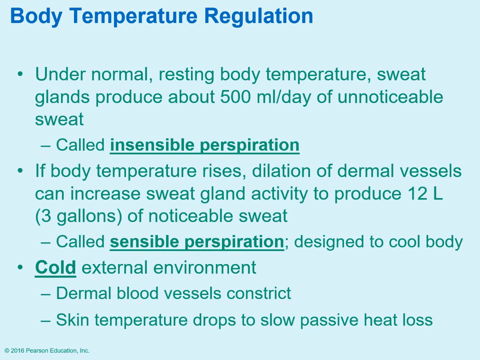In terms of body temperature regulation, normal body temperature is 98.6 degrees Fahrenheit, 37 degrees Celsius. So under normal resting conditions, the sweat glands are producing sweat, but at such a low amount that you're not really even noticing it. That's what we call insensible perspiration.